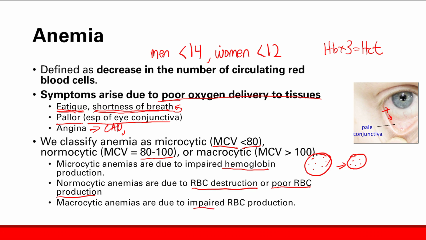Finally, macrocytic anemia is due to impaired red blood cell production. However, hemoglobin production is fine. So now you have more hemoglobin per red blood cell, so you're going to make a bigger red blood cell because you want to maintain that concentration. You get a bigger red blood cell overall, and you get macrocytic anemia. Again, macrocytic is due to impaired red blood cell production with normal hemoglobin. Normocytic is due to red blood cell destruction or problems with its production. And finally, microcytic anemia is a problem with hemoglobin production.